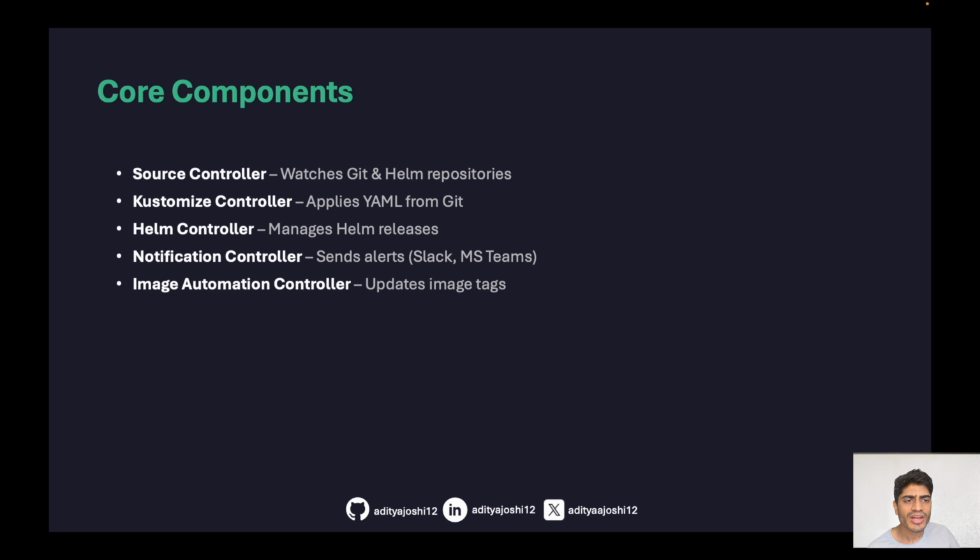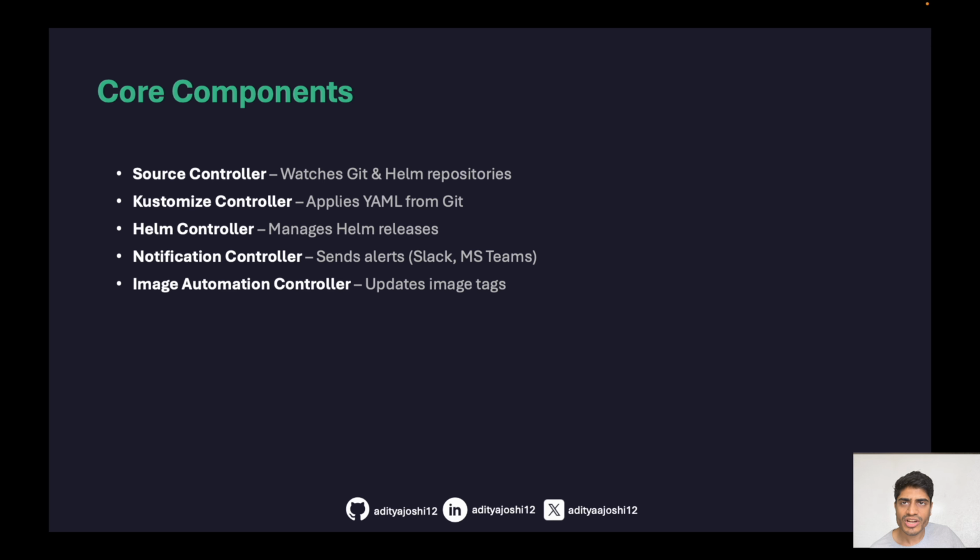The source controller is watching your source repositories. It can be Git, Helm, container registry, right? Or it can be any of those sources where we keep our configurations. Then the Kustomize controller is used for applying those YAMLs from the Git to the Kubernetes cluster. Then we have a Helm controller, which is managing the Helm releases. So if you have deployed Helm charts in the past, right, you know that there is a command helm upgrade or helm install, right? So the same Helm releases are managed in GitOps via the Helm controller.